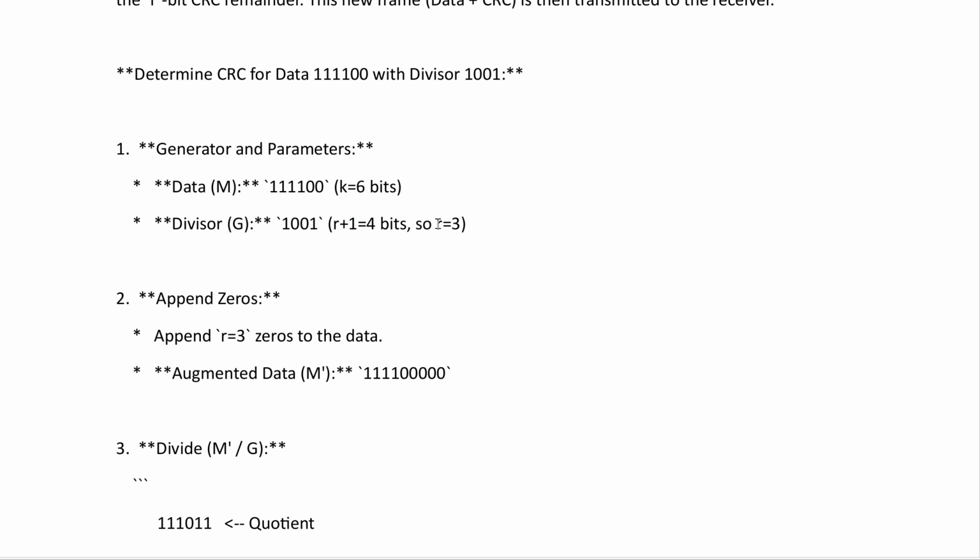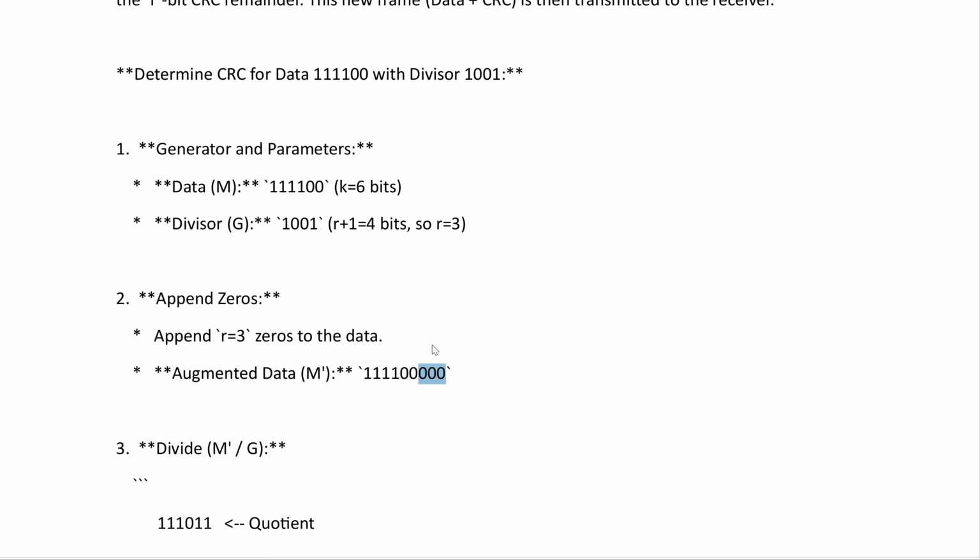So the value of r will become 3. 4 minus 1 will become 3. Now, we will be appending how many zeros to the end of this original message? 3 zeros, because the value of r is 3. So we will be appending 3 zeros at the end of this original message m, original data m, right?